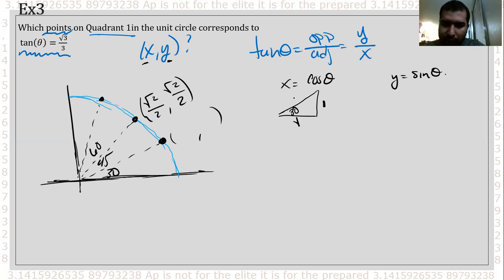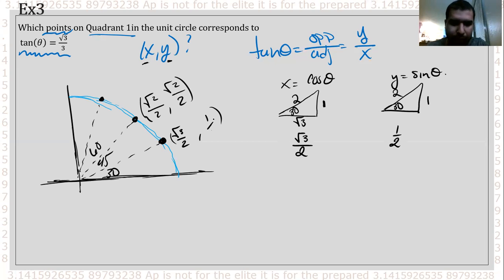And we have square root of 3 and the 2. So if I do cosine of 30, this would be the proportion of square root of 3 over 2. And if I was to do the sine of 30, that would be the 1/2. So that's how I was able to get these coordinates. My x is square root of 3 over 2, and my y is 1/2.